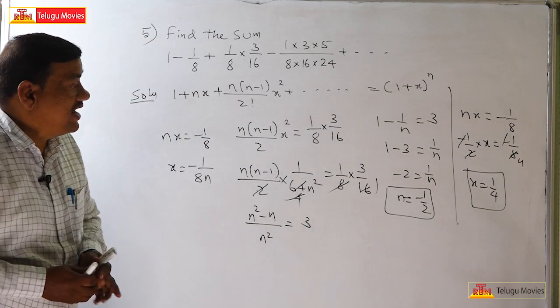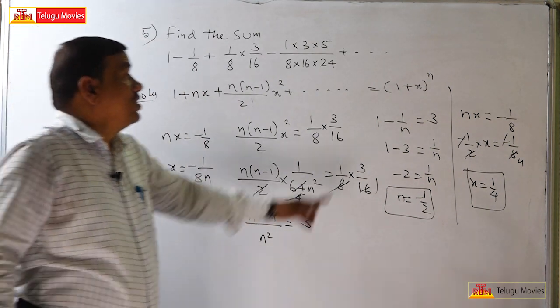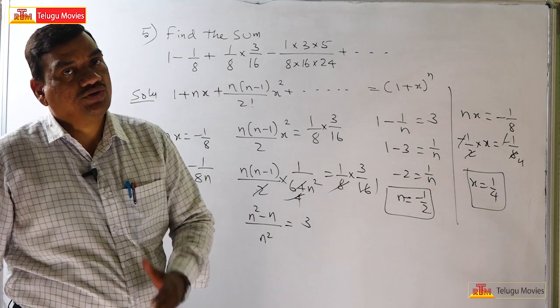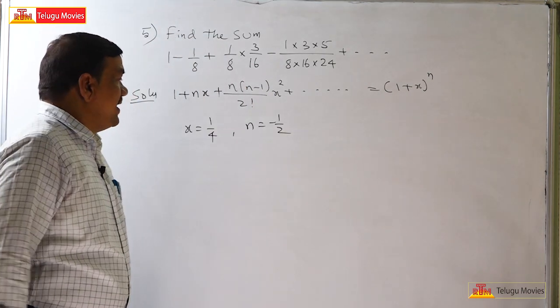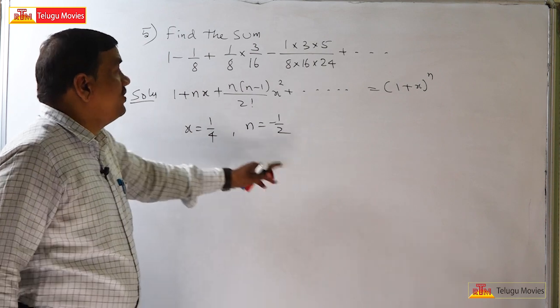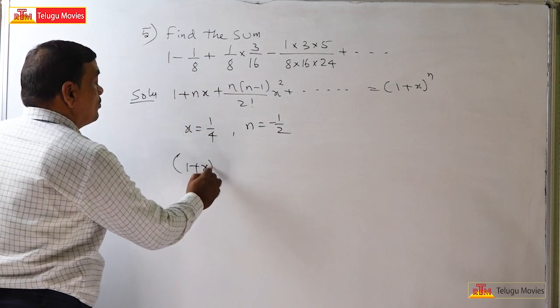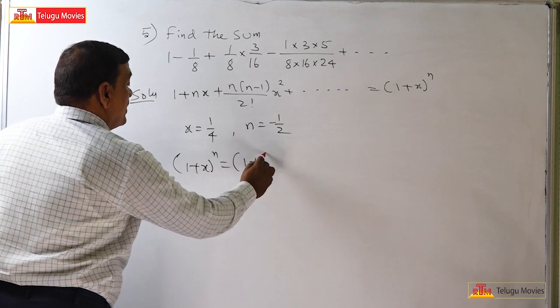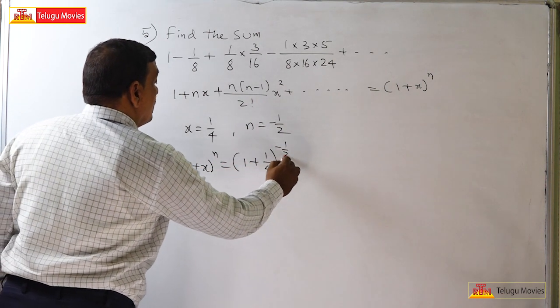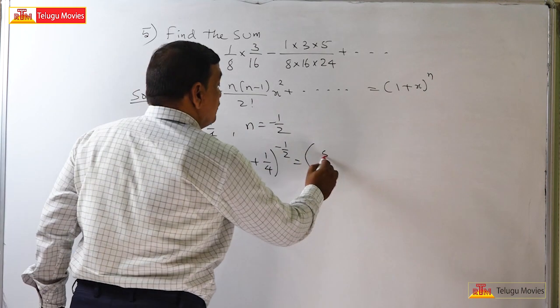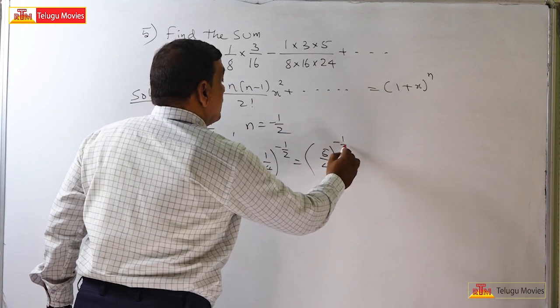So we got the x value and the n value. Substitute here and we will get the final answer. So let us continue the calculation. The sum is equal to (1 plus x) whole power n, that is (1 plus 1/4) whole power minus 1/2. 1 plus 1/4 means 5/4, whole power minus 1/2.